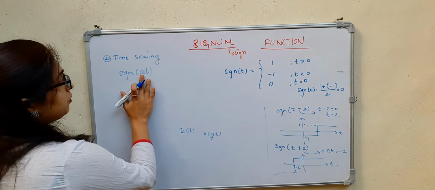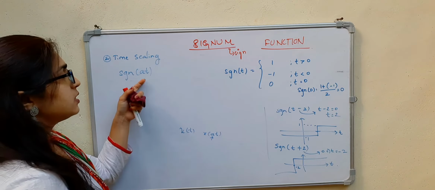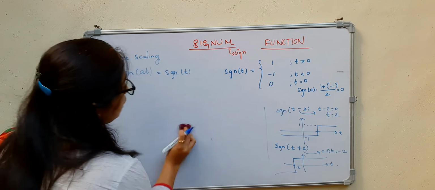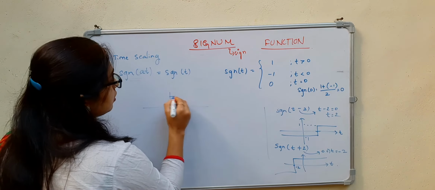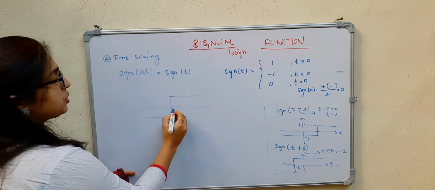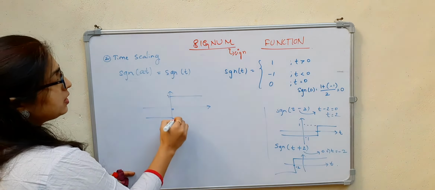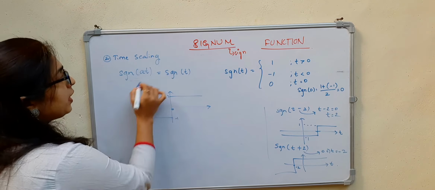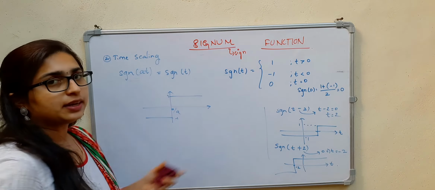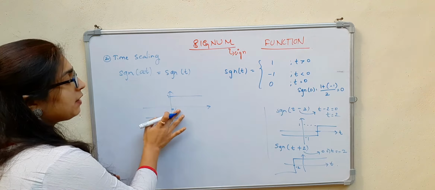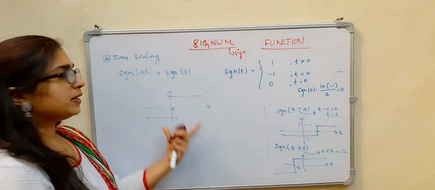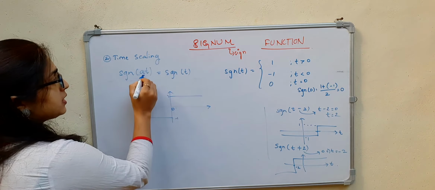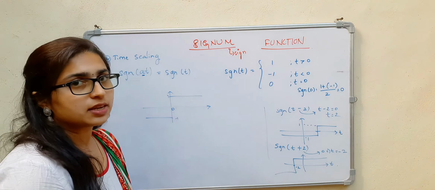But here, if you are going to do the scaling of this, it will be equal to the signum function. Why? I will tell you why. See, this is your signum function. This is 1, this is minus 1. So, signum of AT means you are going to divide the time by A. 0 by A will be 0. So, it will be the same signal which you are getting. So, the scaling has no effect on this signum function.